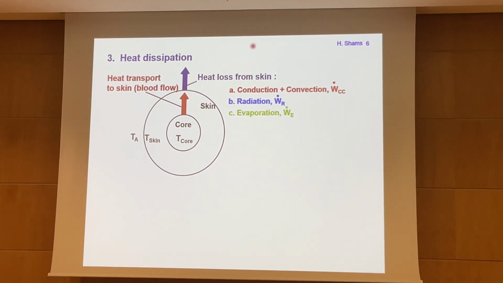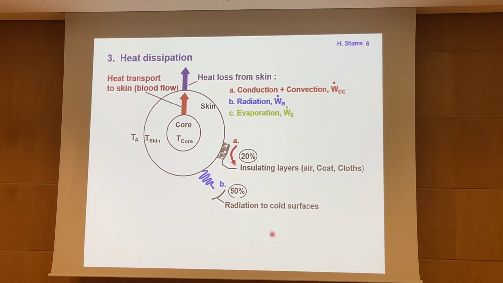Conduction and convection, and then radiation of the heat, and then evaporation. These are 3 mechanisms. If you separate these from each other, then 4 mechanisms. By conduction and convection, we dissipate about 20% of the heat. By radiation, we dissipate about 50% of the heat. You see, nobody thinks about radiation. That is the most important factor for heat dissipation, radiation.